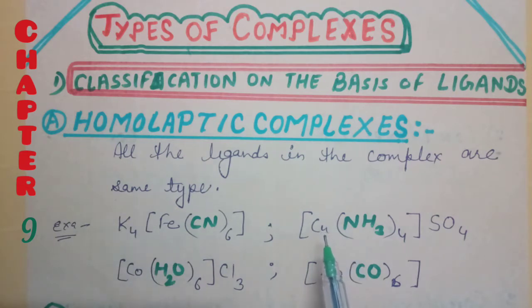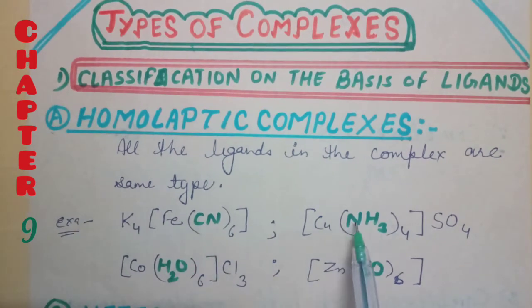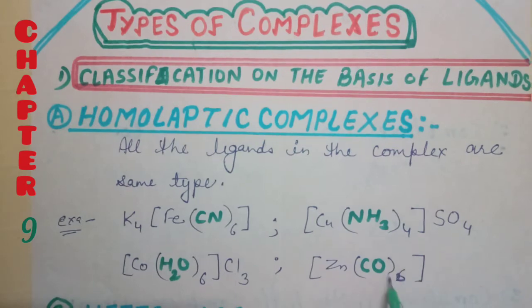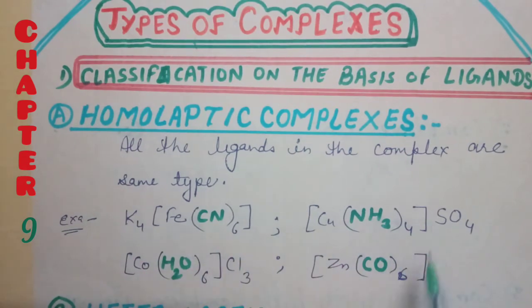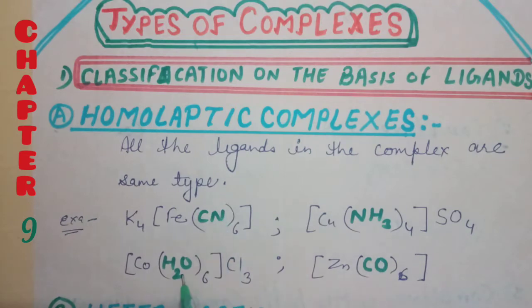Here Cu is the central metal atom, all four ligands are NH3, meaning ammine, and the simple anion is sulfate. In this one, the central metal atom is cobalt, all six ligands are aqua, and the simple anion is chloride. In this one, with the central metal atom zinc, all the ligands are carbonyl, meaning carbon monoxide. There is no anion or cation with this entity. You can identify which is the central metal in these complexes, which are the ligands, and what the coordination number of the central metal atoms is. These are all homoleptic complexes because all the ligands are of the same type.